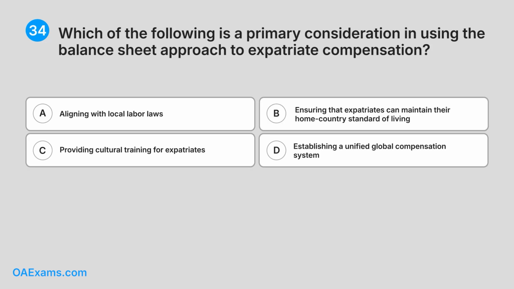34. Which of the following is a primary consideration in using the balance sheet approach to expatriate compensation? A. Aligning with local labor laws. B. Ensuring that expatriates can maintain their home country standard of living. C. Providing cultural training for expatriates. D. Establishing a unified global compensation system. What do you think is the answer?